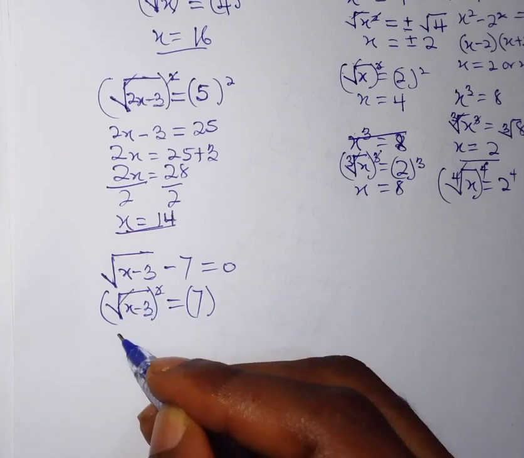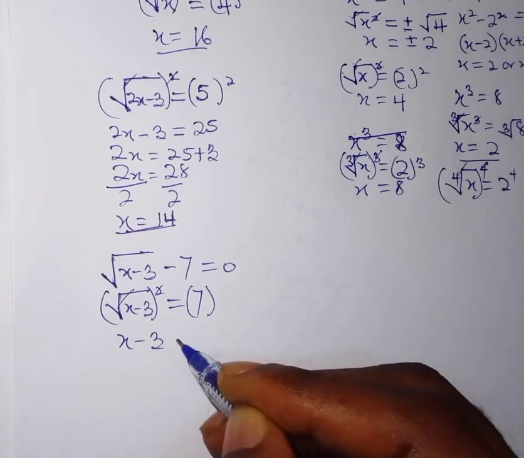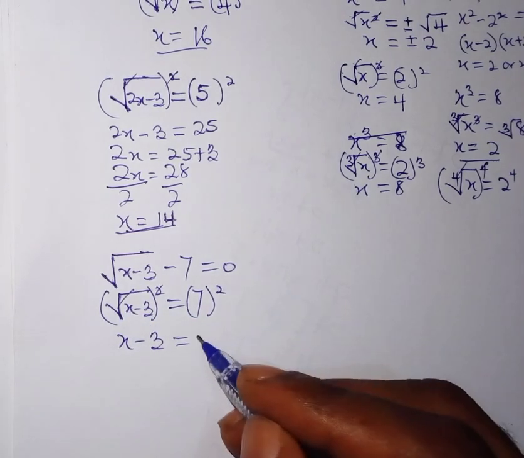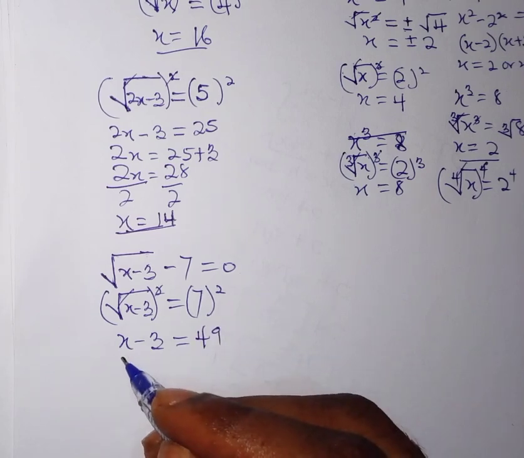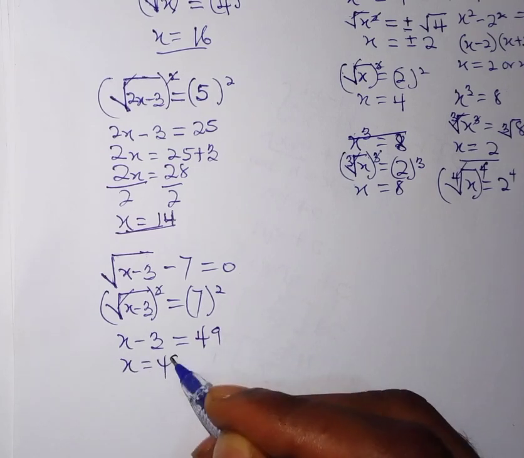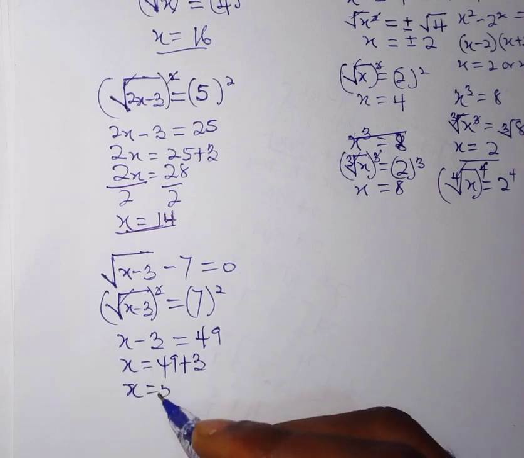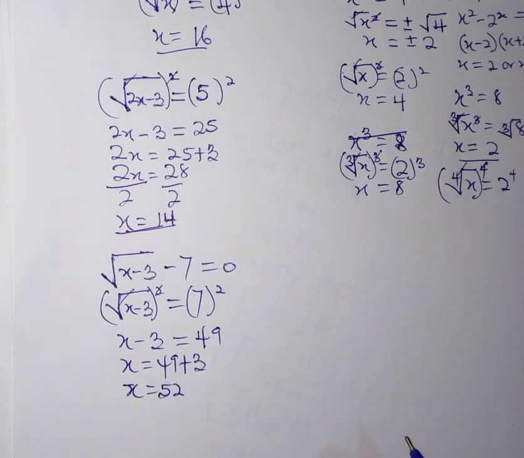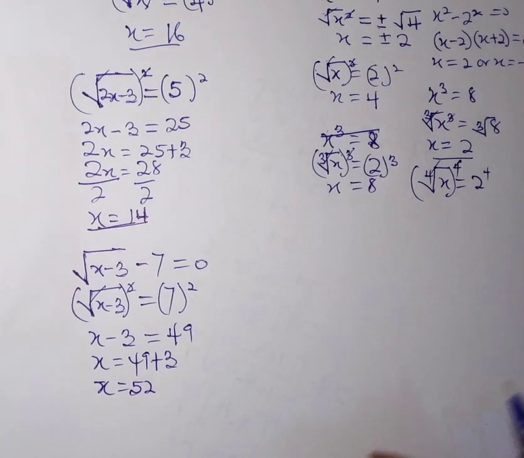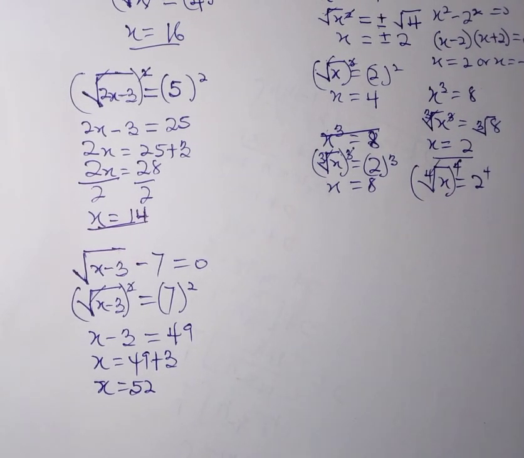have this here. Then we have x minus 3, which is equal to, so this is squared, which is 49. Now x is equal to 49 plus 3, which gives us 52. Alright, so you always have to group like terms. Sometimes when it is not grouped, you need to group like terms so that the work becomes very, very simple.